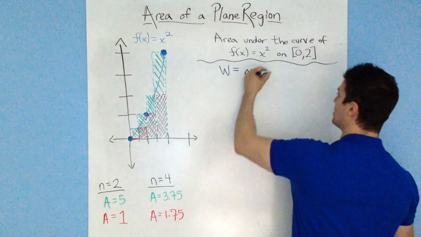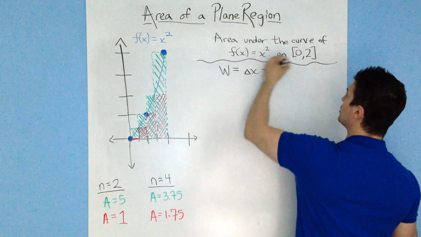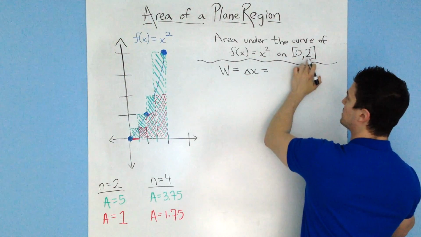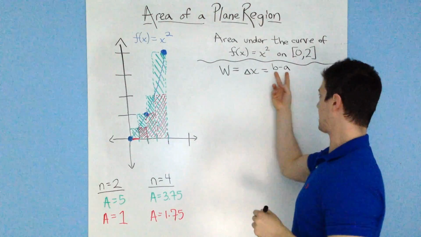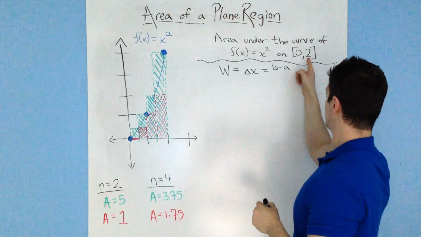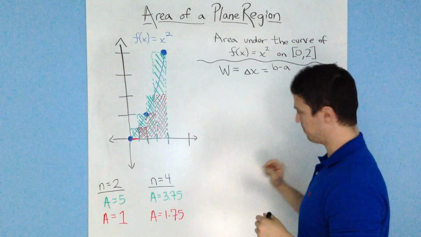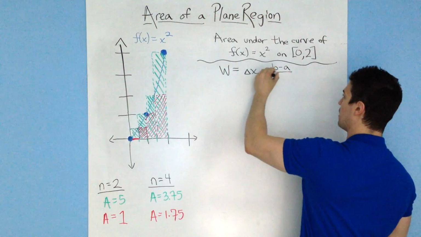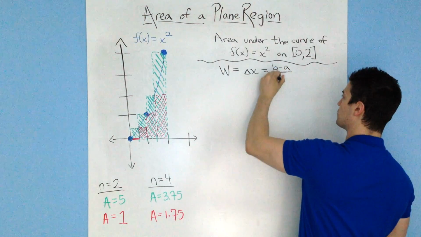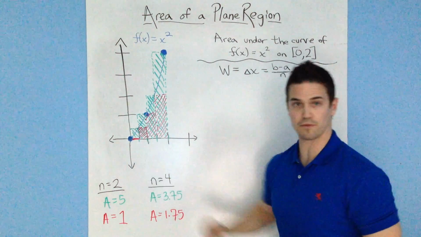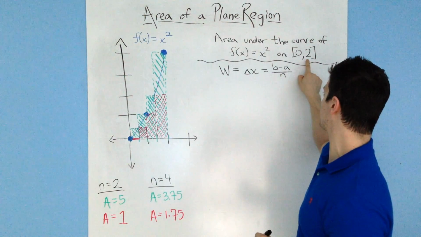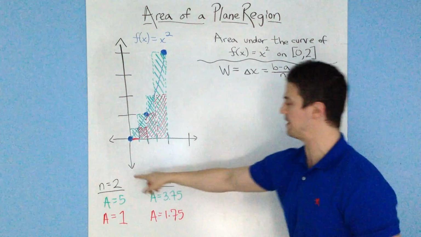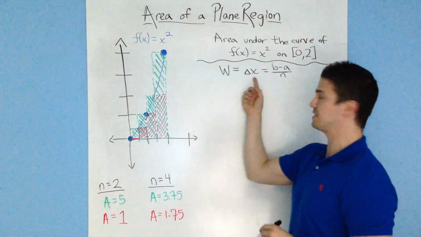Now this delta x was calculated by subtracting one endpoint from the other endpoint. So I'm going to do b minus a, because those are the x values for the endpoints, 2 and 0, so 2 minus 0. And I'm going to divide it by how many intervals or how many rectangles we want to draw, n. So the n is over here. That is how we figured out our delta x. If you know 2 minus 0 is 2, divided by 2 is 1. So that means our delta x was 1.